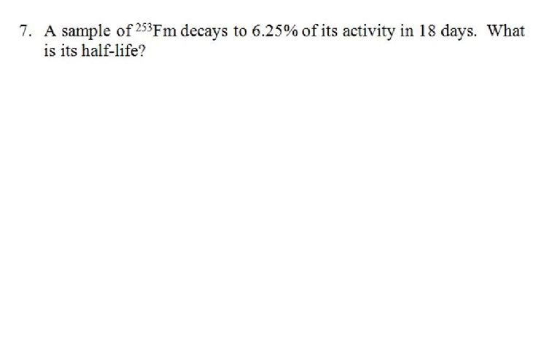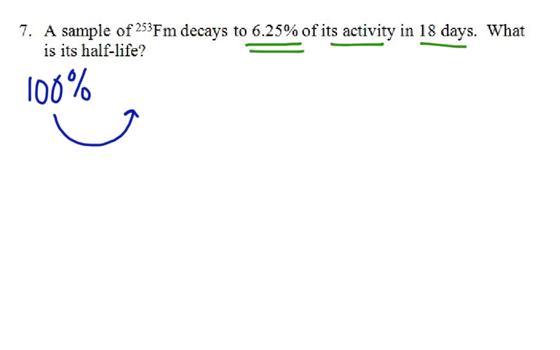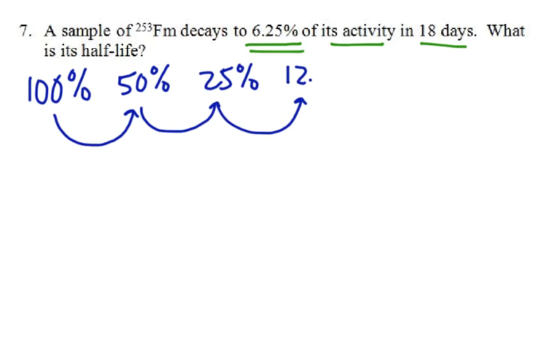Number 7. We have a sample of something that decays to 6.25% in 18 days. Now, 6.25% of its activity, I mean, if we put a Geiger counter next to it, we hear all the little clicky sounds, and it goes down to only 6.25. So implied in this is that we're starting from 100%. So if we see percentage, think of our first number as 100. After one half-life, it'll go down to 50%. After another half-life, 25%. So we're going to keep doing this until we get down to 6.25%, which won't take long.